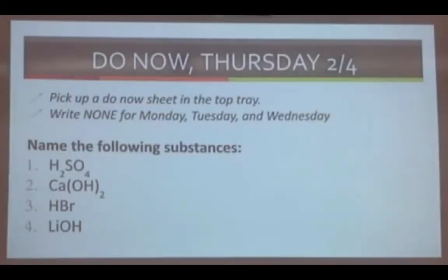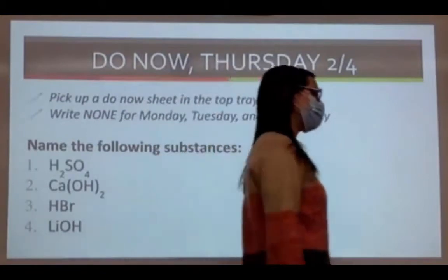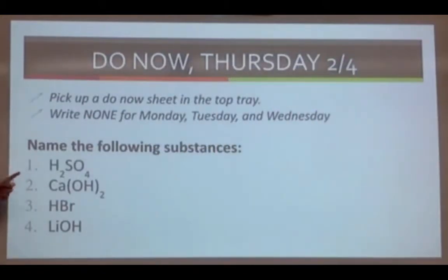We're going to start talking about acids and bases. And so I just want to review naming each of them. There are four substances here to name. We'll look at naming each one of them, briefly review how to tell it's an acid and a base, but you'll get more into that during the video today. So for number one, name the following substances.